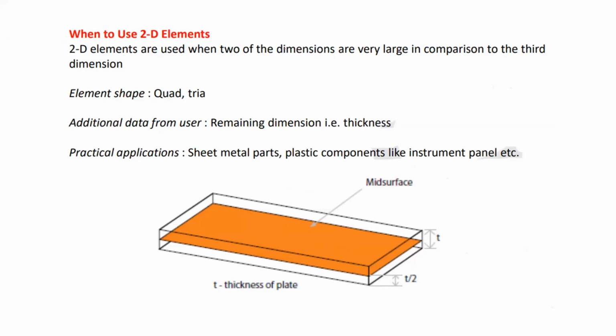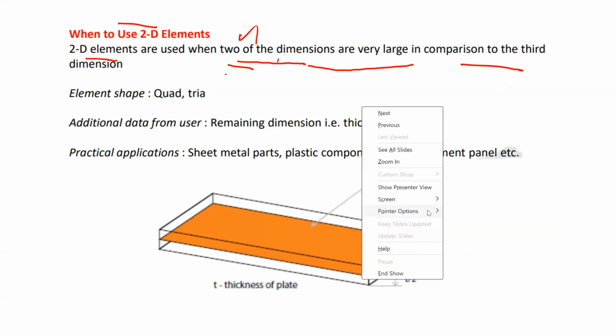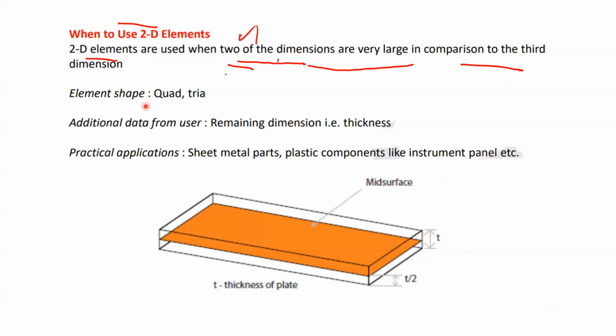See, now in this session, we'll be seeing about when to use the 2D elements for meshing. 2D elements are generally used when two of the dimensions are very large in comparison to the third dimension, which I have explained to you, right? I'll just show you first. The element shapes which are used for meshing are quad and triangle.